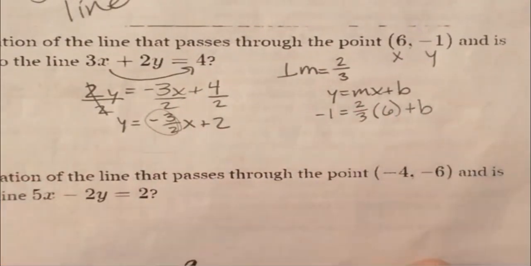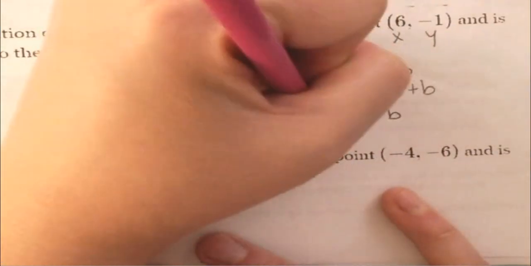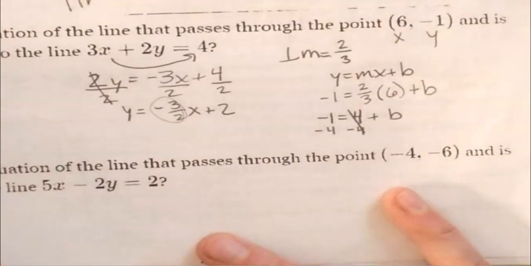All right, let's solve. 6 times 2 is 12. 12 divided by 3 is 4. So negative 1 equals 4 plus b. And then we're going to subtract 4 on both sides. So you get negative 5 equals b.